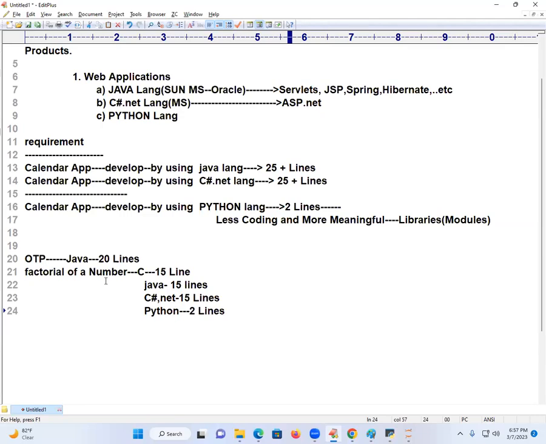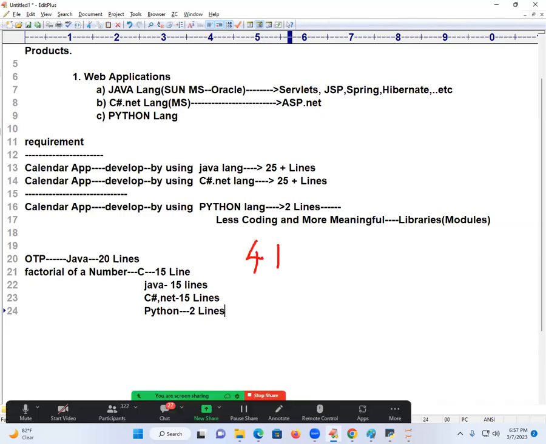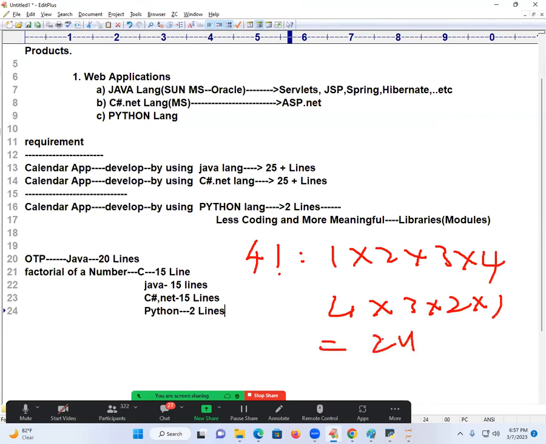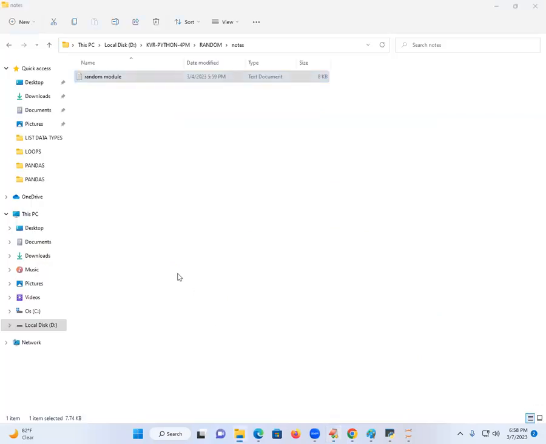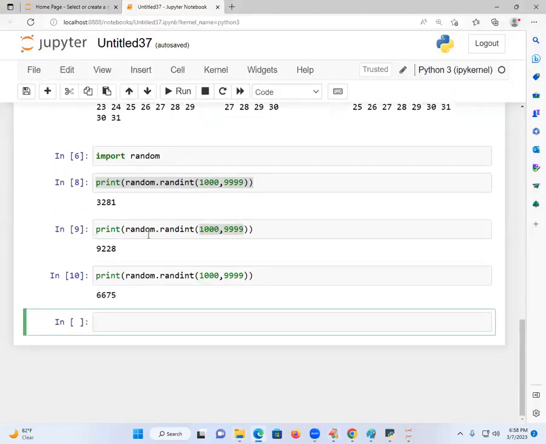How? You take it. 4 factorial is equal to what? 1 into 2 into 3 into 4, or 4 into 3 into 2 into 1. Anyway, I can write it or not. Is equal to how much? 24. Sir, how simple it is? Go to Python. Actually, you don't know. You said 2 lines, but you don't know how to write it.